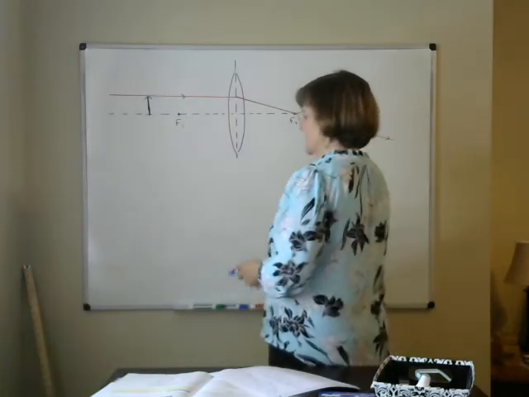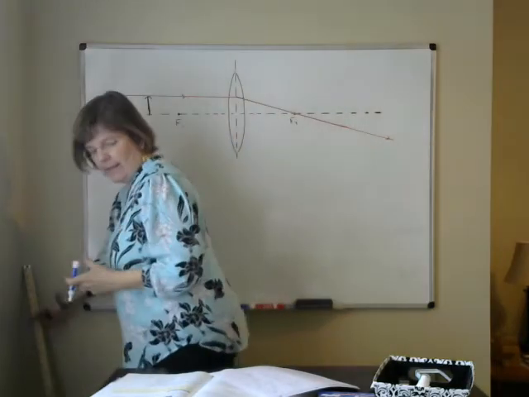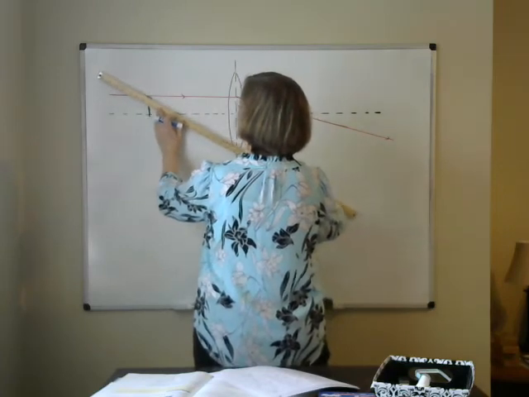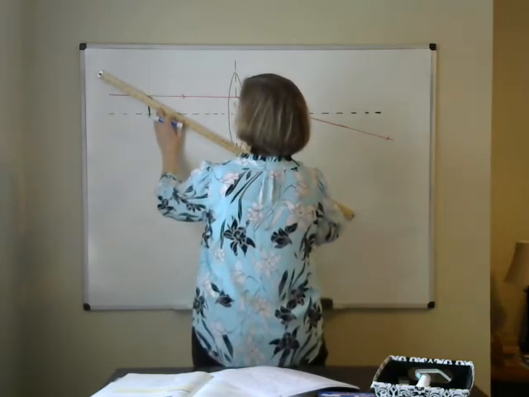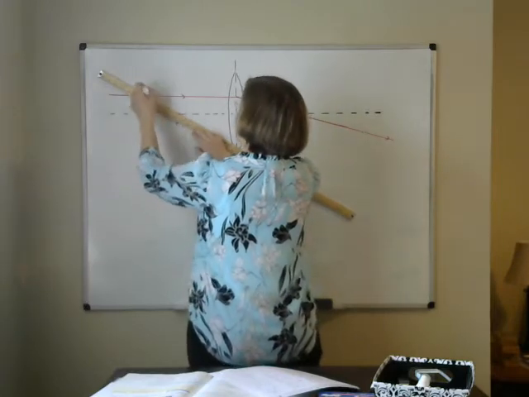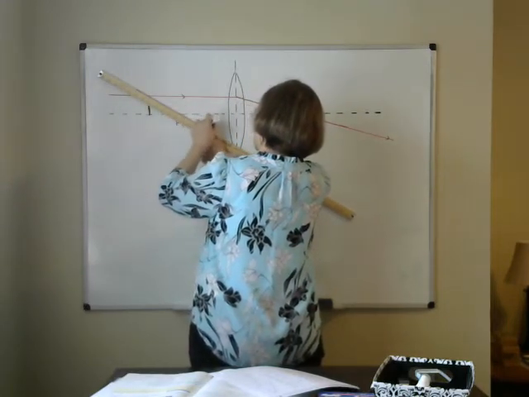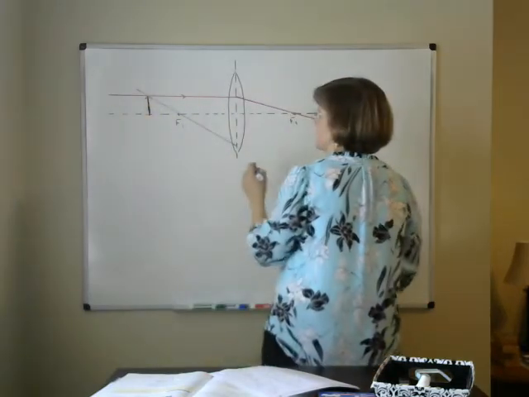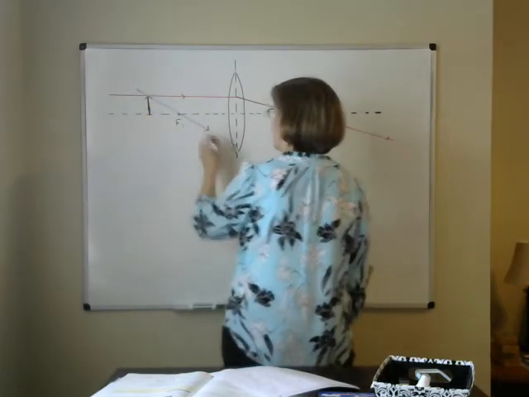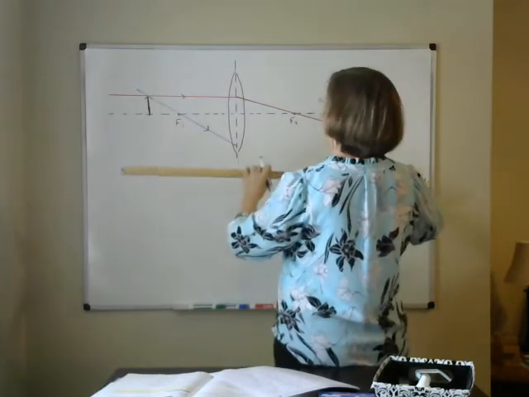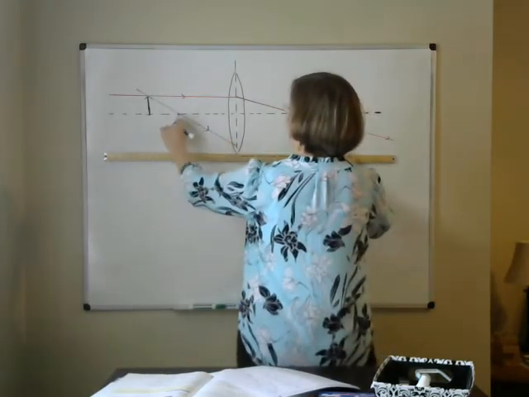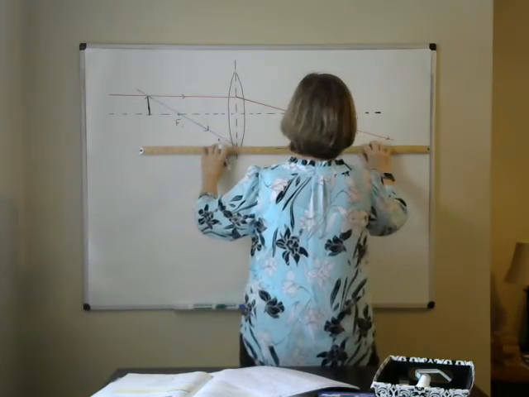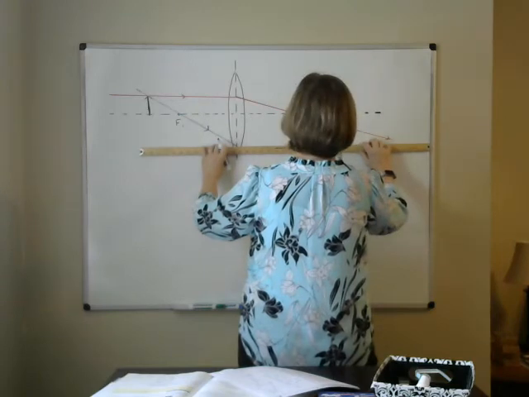The other possibility is that I have a ray that comes through the focal point. If I have a ray that goes through this focal point, but it also goes across the tip of that arrow, coming in like that, it will refract parallel. Rays from the focal point refract parallel. I may or may not have quite enough room. I think I'll make it.